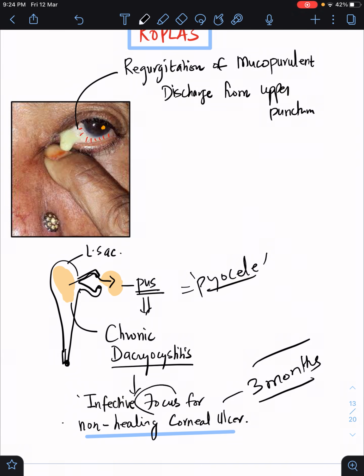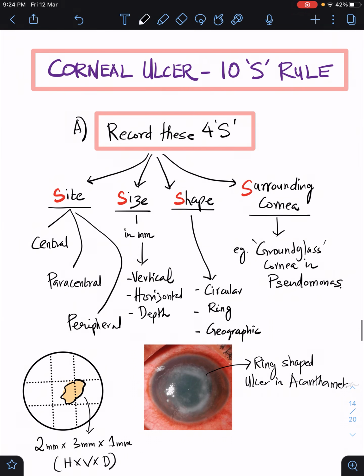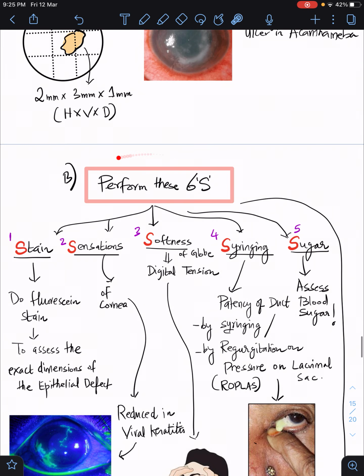There is this big reservoir of infectious material in the form of a chronic dacryocystitis, and that is why always do syringing, always do Regurgitation test to assess the patency of the lacrimal apparatus. So we come to the message, very important, the 10 S rule. Whenever you see a corneal ulcer, you have to record 4 S's and you have to perform 6 S's.